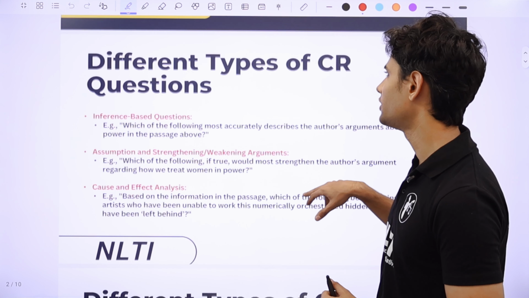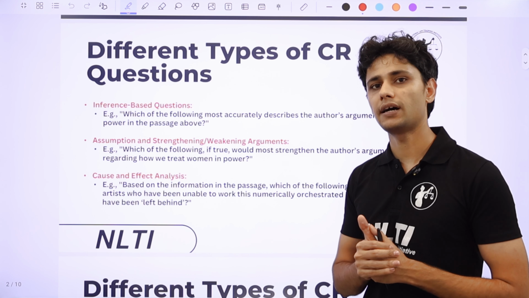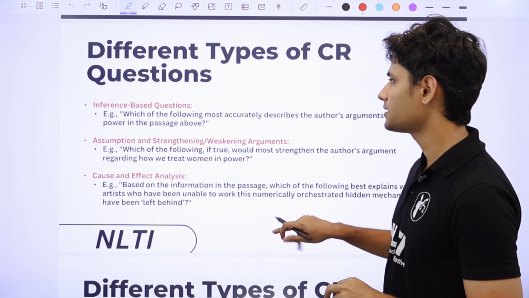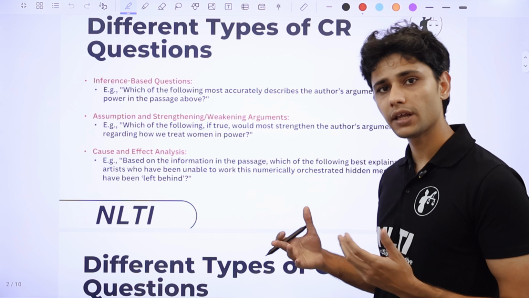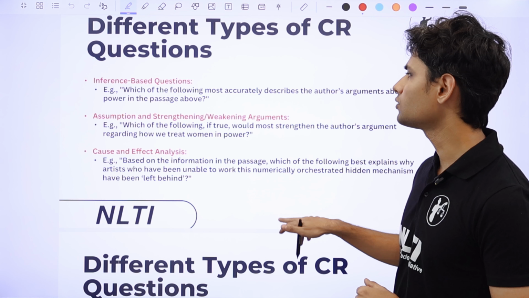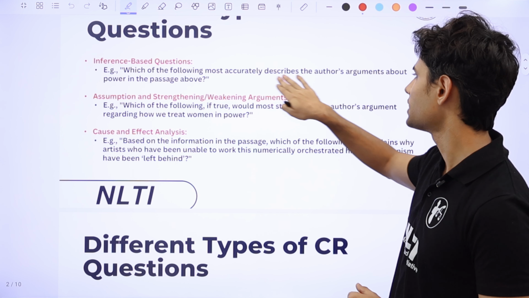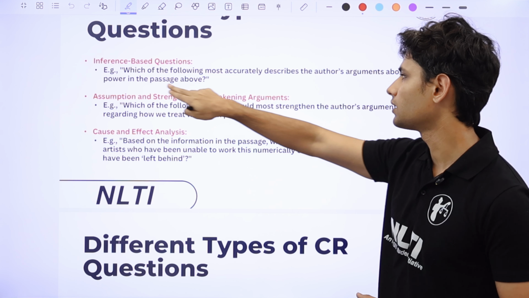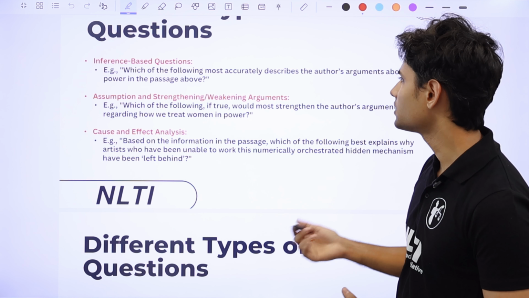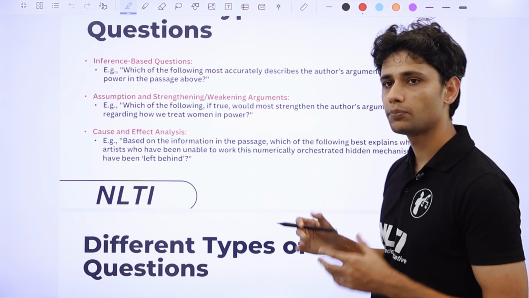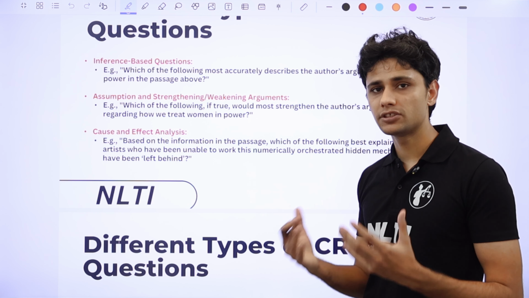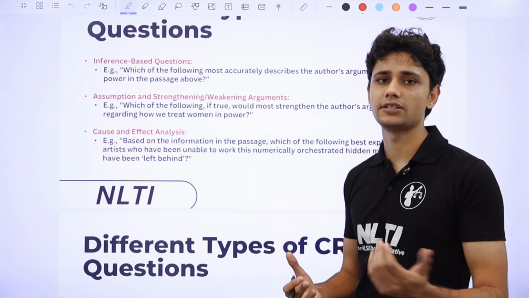So let's start with the different types of critical reasoning questions that are asked and how to go about understanding them. The first is inference-based questions. These are the most common type of questions, and I'll also discuss this in detail with you in a few minutes. These are the questions which look like: which of the following most accurately describes the author's argument about, let's say, power in the passage above. So these are the kind of questions which will ask you the position of the author and the different ways in which the passage has described something that the author has talked about.